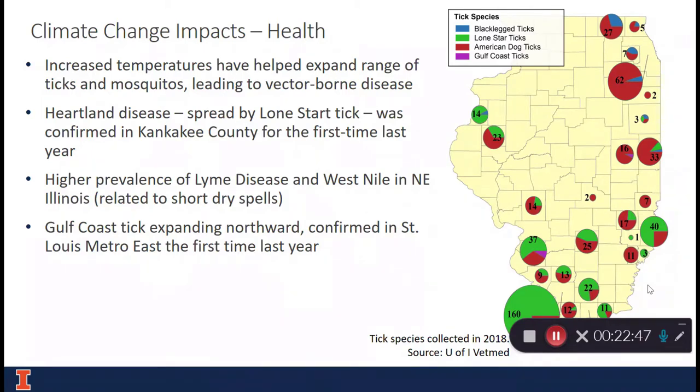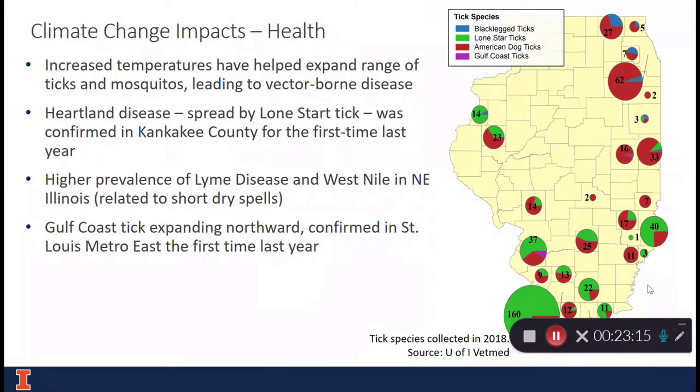And so when we talk about changes in temperature, a lot of times we focus, as I did on the last slide there, on changes in summertime temperature that change the exposure to extreme heat. However, changes in winter and spring temperature also have significant implications, and one of those is the change in vector-borne disease. We also see a higher prevalence of Lyme disease and West Nile in Northeast Illinois, especially the latter of those, West Nile, related to short dry spells.